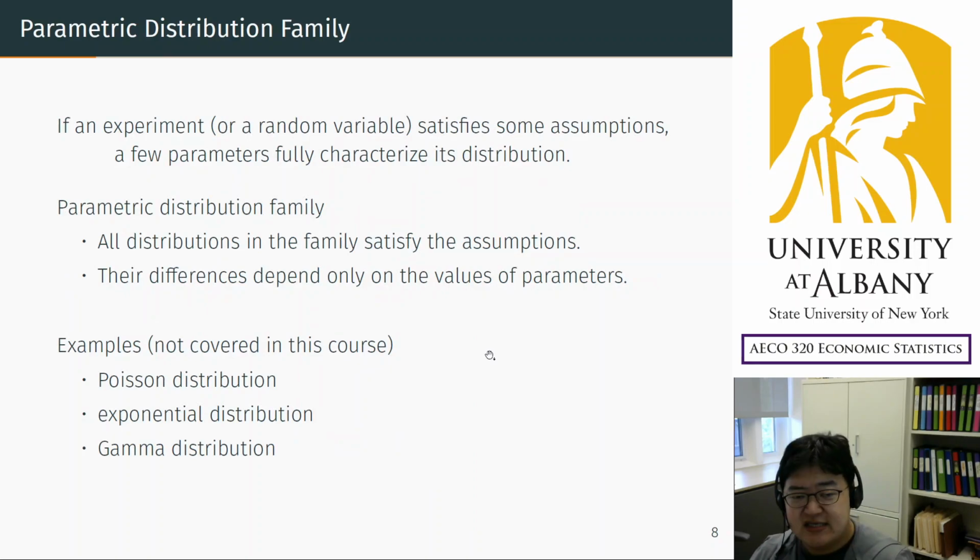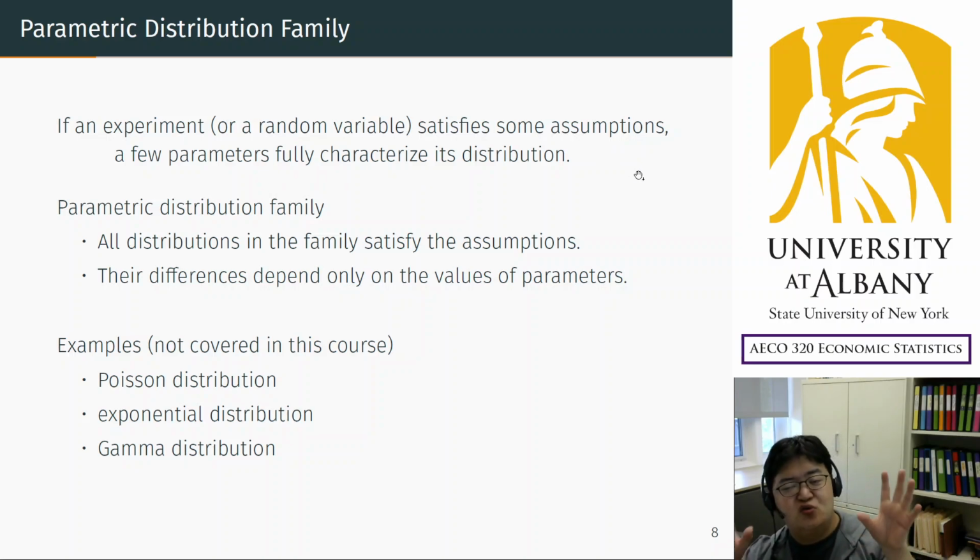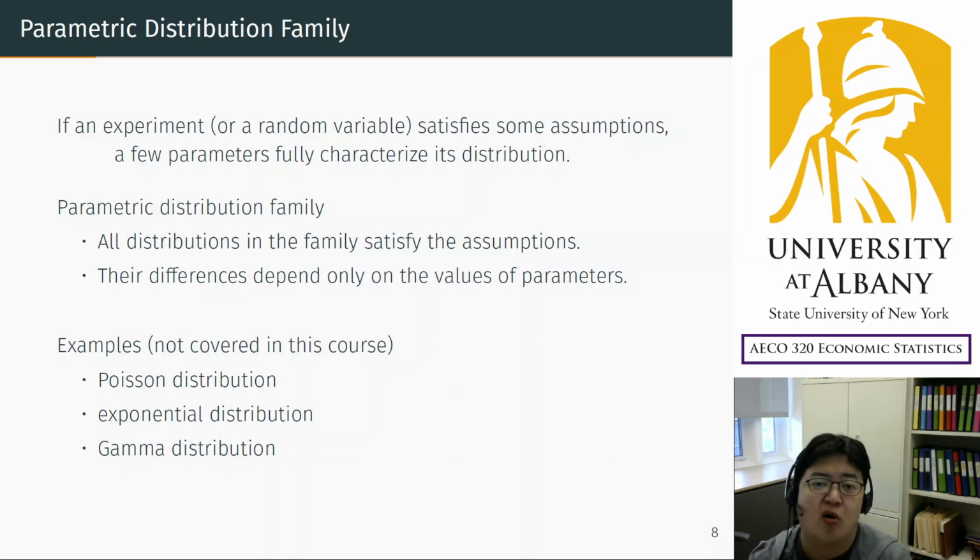So, as I said, this is just an example of a probability model. But in general, what you can see from that example is that if a random variable or random experiment satisfies some assumptions, then we may be able to make up some parameters that can fully characterize the distribution. So even if there are two possible outcomes, we only need one parameter. It's a simplification. And if you add more assumptions, then the simplification will be more powerful.